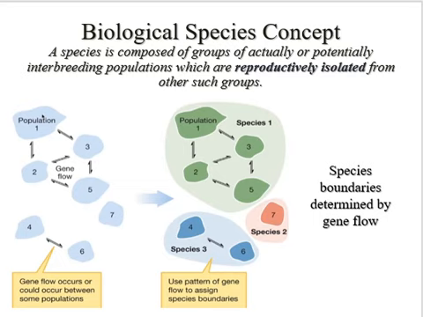The third limitation is dealing with hybridization. So hybridization events between individuals and populations are technically reproductively isolated.